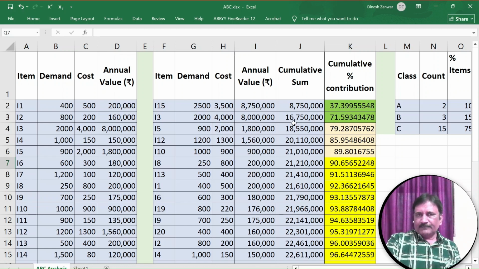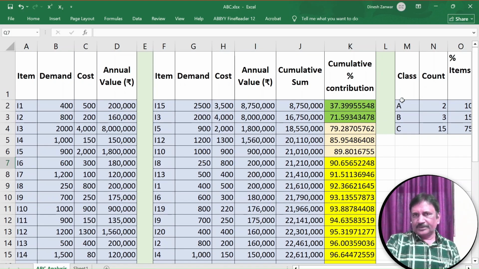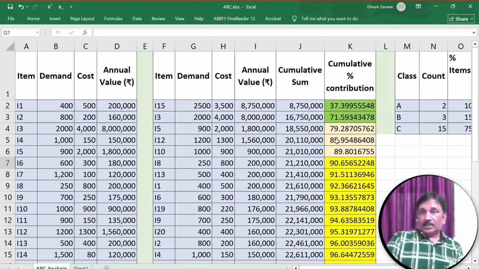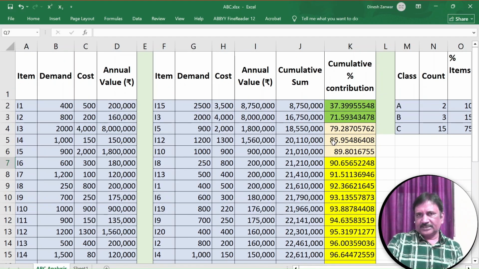37.39%. Okay, then till the second item, 167 lakh 50,000 divided by 233 lakh 96,000 into 100 gets me 71.59%, right? And now after this, if I divide this figure, which figure? 185 lakh 50,000 divided by 233 lakh 96,000, I get 79.28%. Now what is happening here?